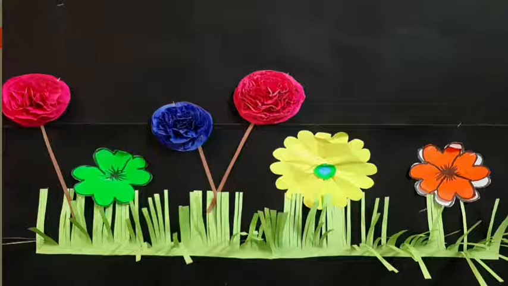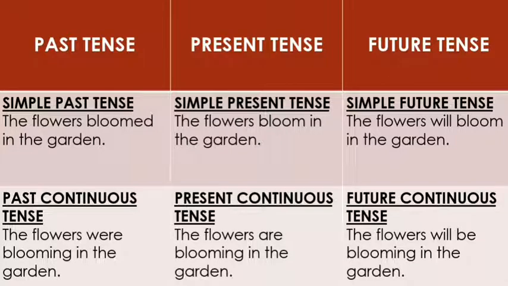So, here is the first picture with the flowers. Here we have made a few sentences in all the tenses. So in simple past tense, the sentence is: The flowers bloomed in the garden. We make the past form by adding the second form of the verb. So here bloomed is the second form of the verb bloom.